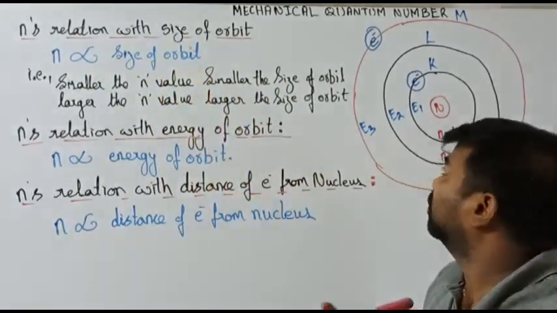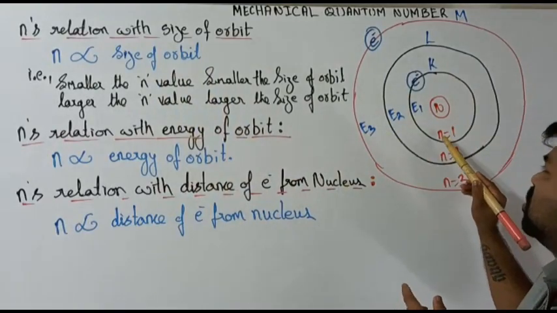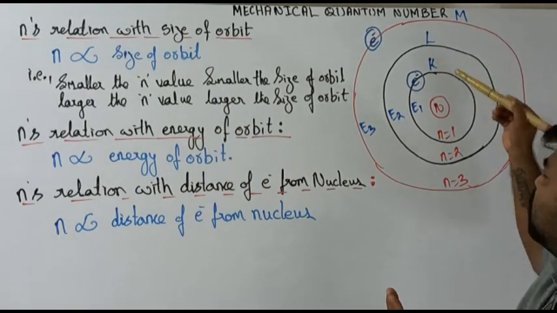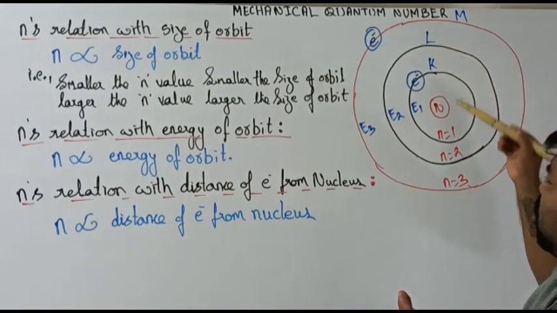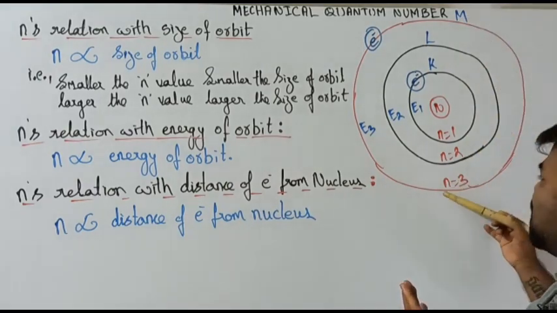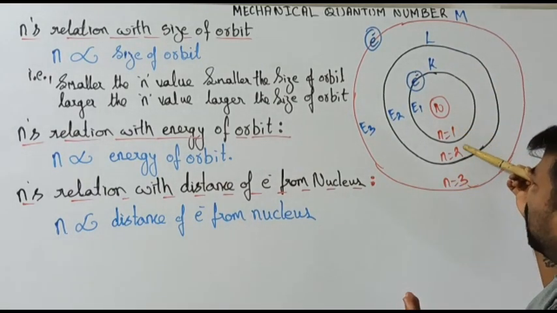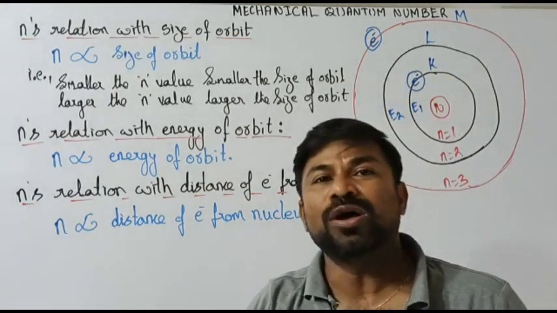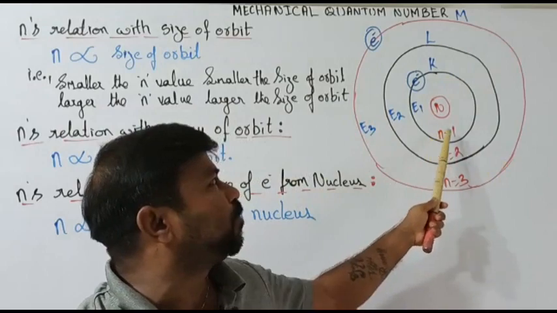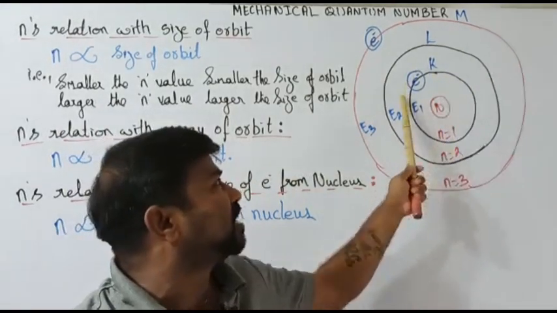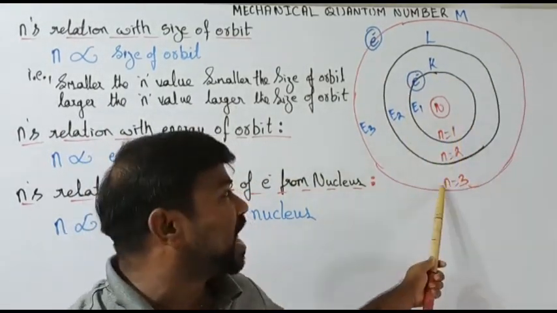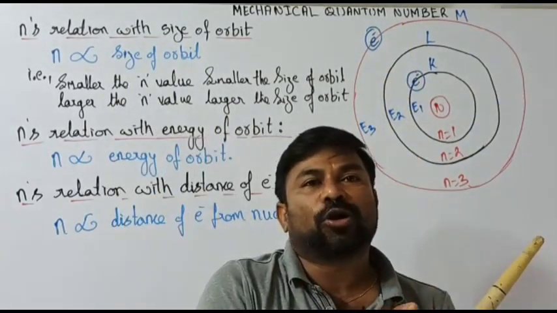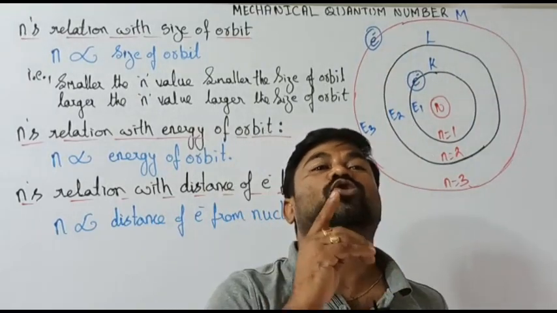Now let's get back to the figure. Here, what's the n value? We are having 3 orbits, K, L, and M. For K orbit, n is equal to 1. For L orbit, n is equal to 2. For M, n is equal to 3. As the principal quantum number is increasing, if you check it out, the size of the orbit is also increasing. When n is equal to 1, size of the orbit is smaller. When n is equal to 3, the size of the orbit has increased. So principal quantum number is directly proportional to the size of the orbit.